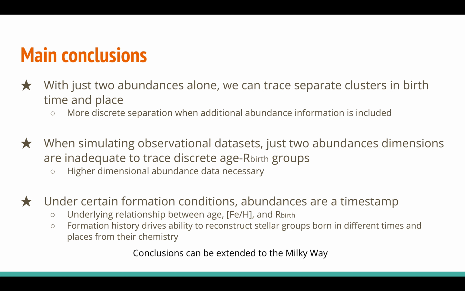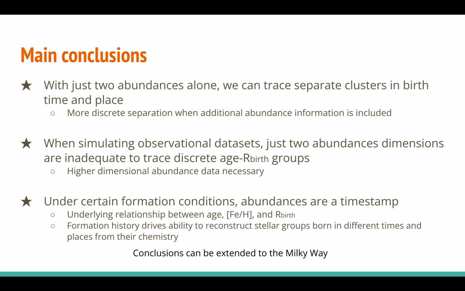So I just want to quickly go through my main conclusions that I'm hoping you can take away. The first is that with just 2 abundances alone, we're able to trace separate clusters in birth time and place, where we have more discrete separation when additional abundance information is included. When simulating observational data sets, we need more than just 2 dimensions. We need higher dimensional abundance data in order to do chemical tagging and chemical tagging variants.